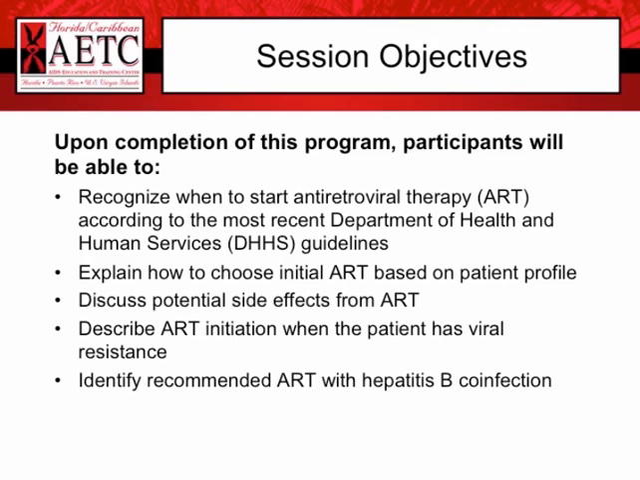Upon completion of this program, participants will be able to recognize when to start antiretroviral therapy, ART, according to the most recent Department of Health and Human Services DHHS guidelines. Explain how to choose initial ART based on patient profile. Discuss potential side effects from ART. Describe ART initiation when the patient has viral resistance. And identify recommended ART with hepatitis B coinfection.